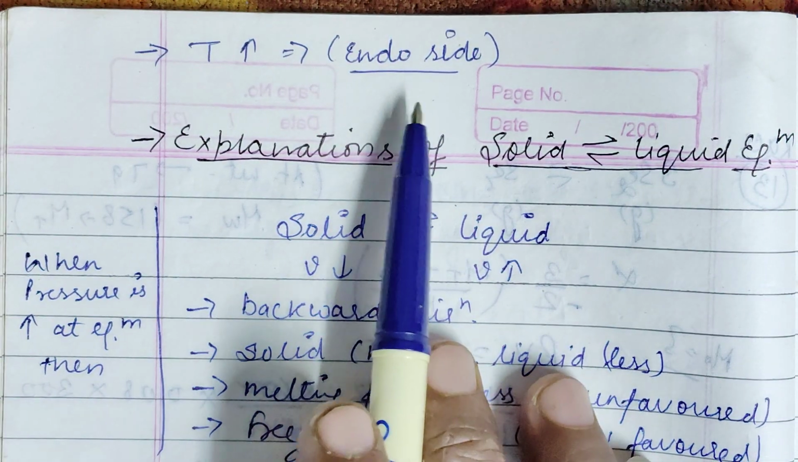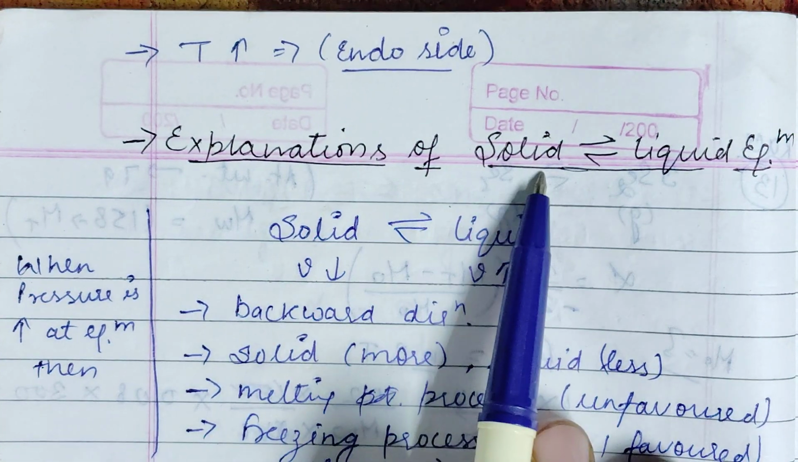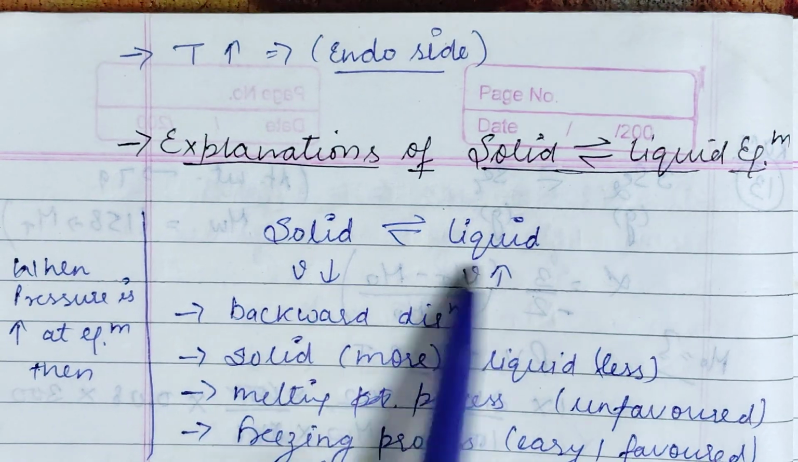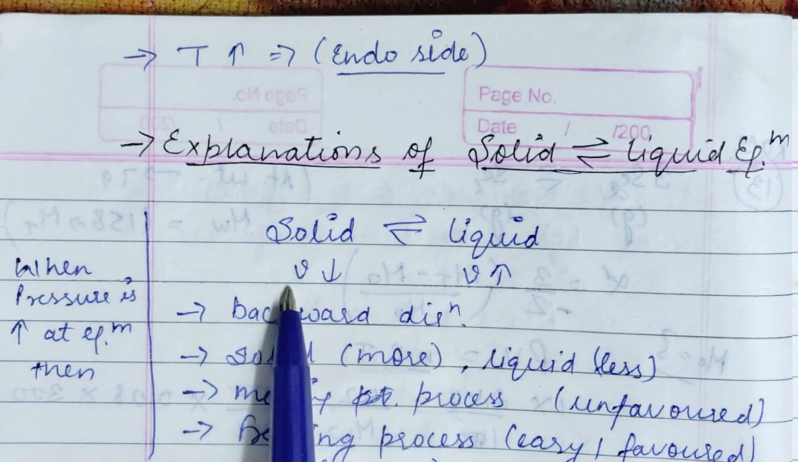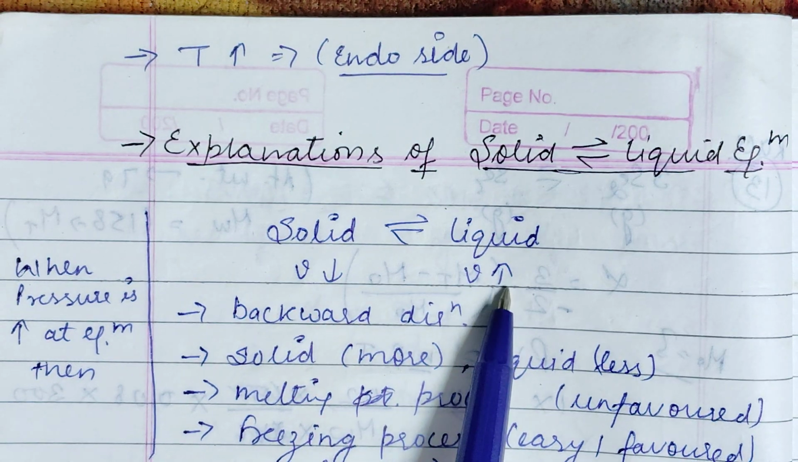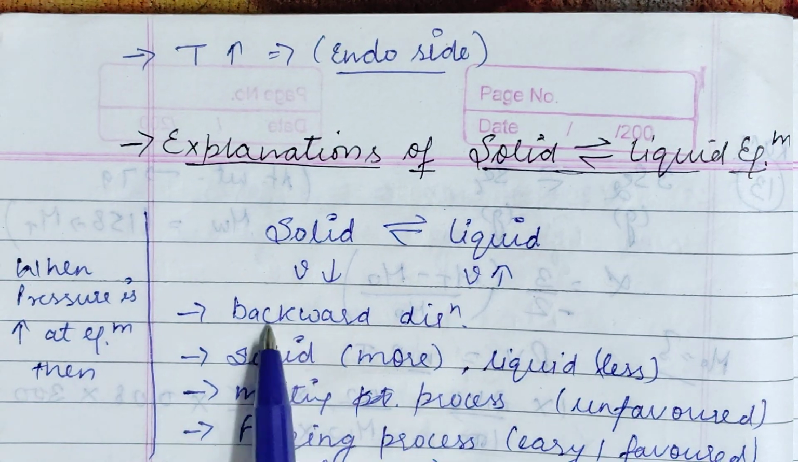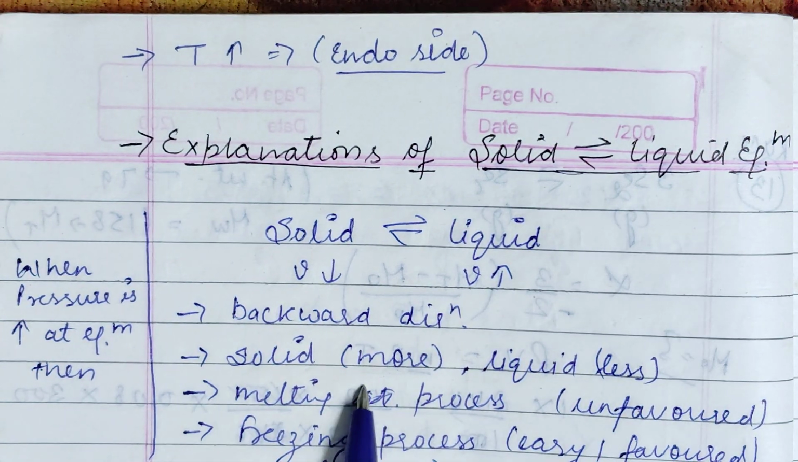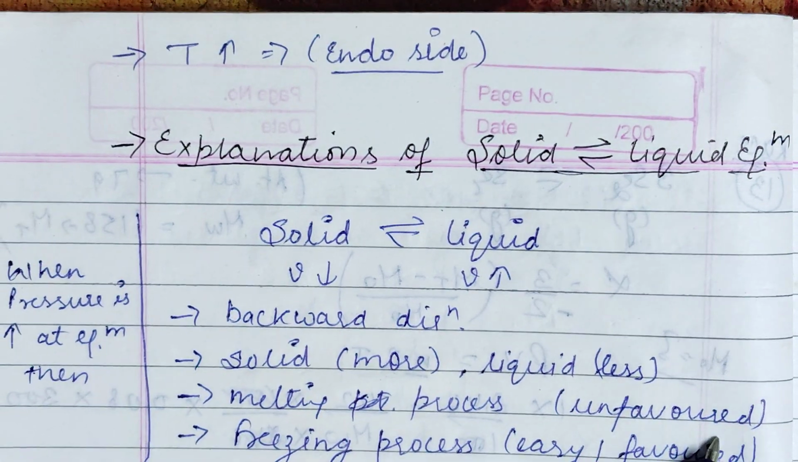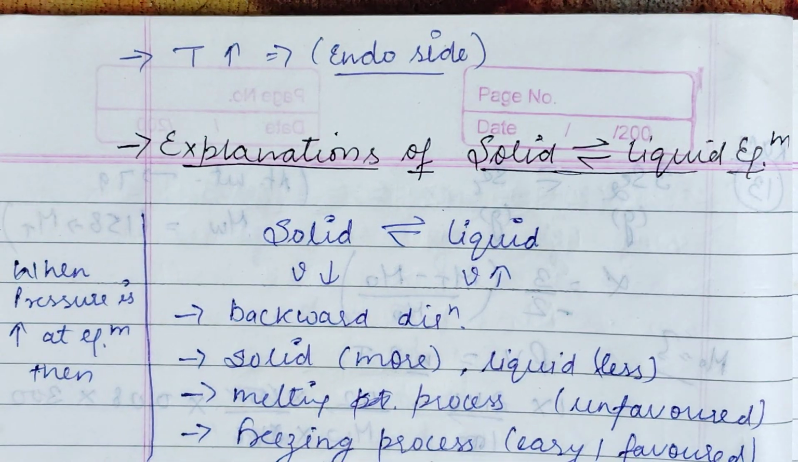If temperature increases, the equilibrium shifts to the endothermic side. Explanation of solid-liquid equilibrium: the volume decreases for solid, and the liquid volume increases. So when pressure is increased at equilibrium, the reaction goes in the backward direction. Solids more, liquid less. The melting process is unfavorable, and the freezing process is easy and favored.